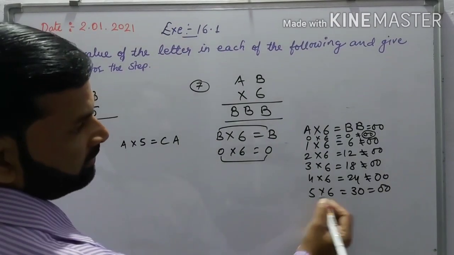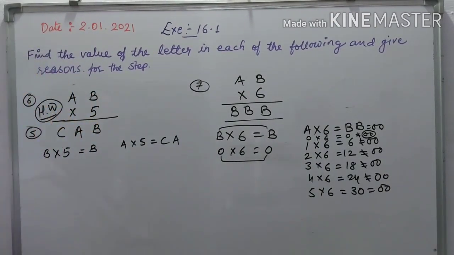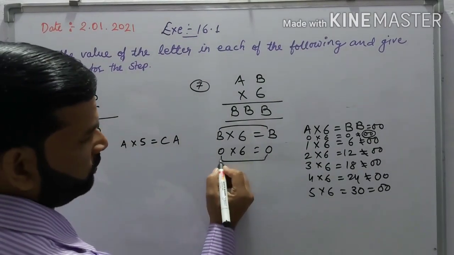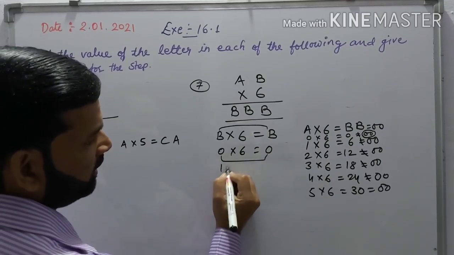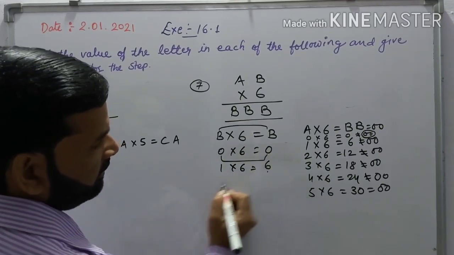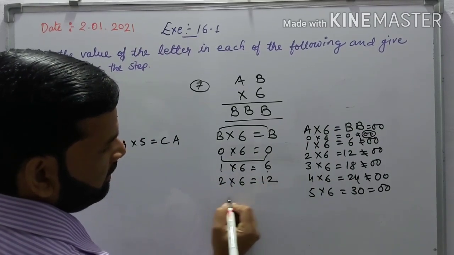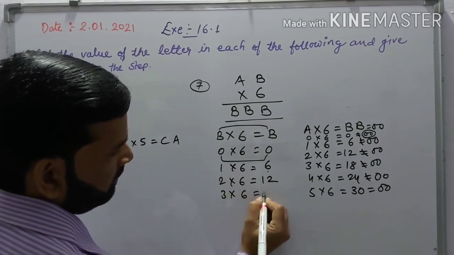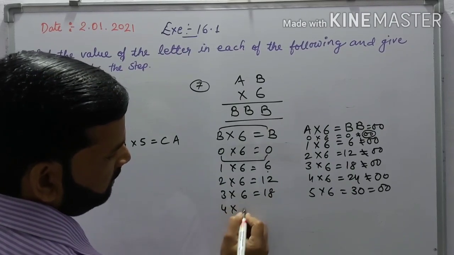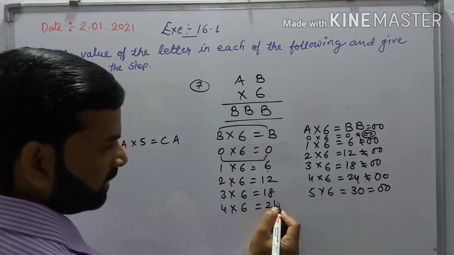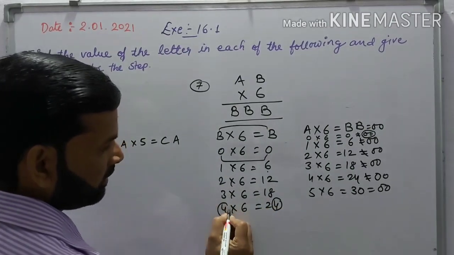But there is no chance. Now again we will try that. Suppose we try it now: 1 into 6 is equal to 6, 2 into 6 is equal to 12, 3 into 6 is equal to 18, 4 into 6 is equal to 24. Is this one number again?